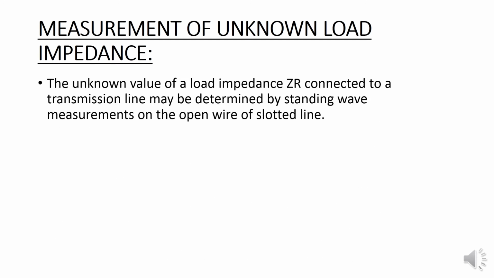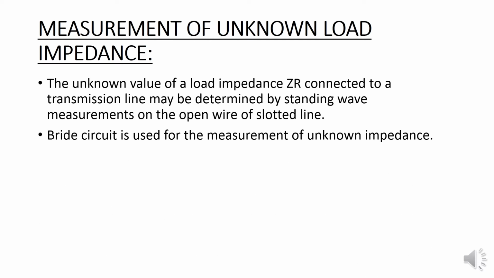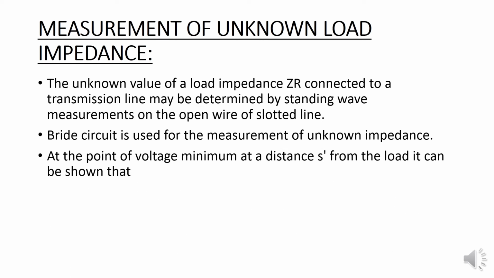The unknown value of a load impedance connected to the transmission line may be determined by standing wave measurements on the open wire or slotted line. The bridge circuit is used for the measurement of unknown impedance. At the point of voltage minimum, at distance S dash from the load, it can be shown that Zs = R minimum = R naught divided by S. So this is the first equation, where S is the standing wave ratio.